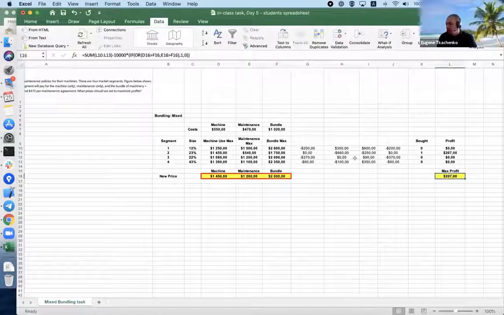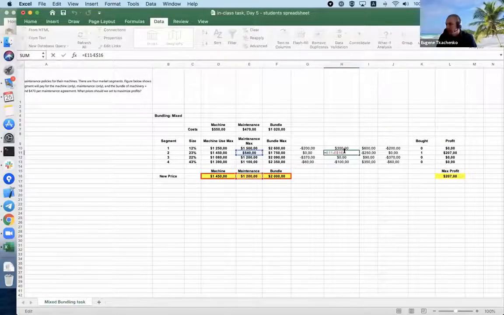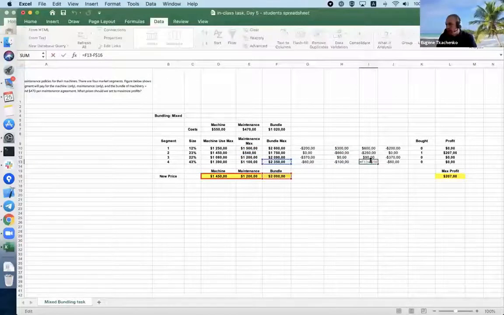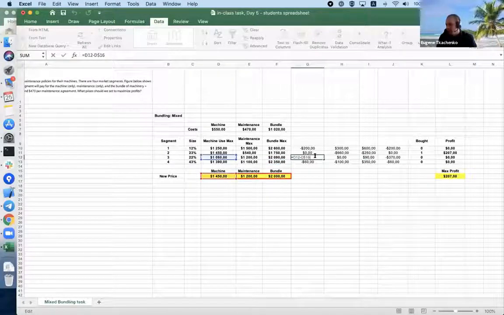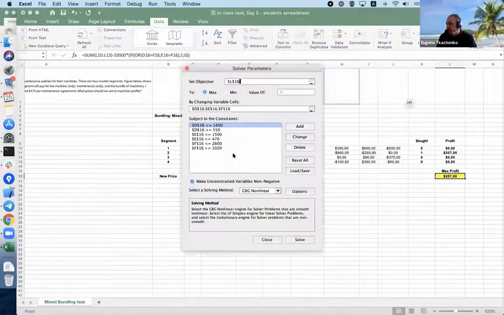So basically columns G, H, and I, just to make sure that everything was changed accordingly. Yep, okay. And for the G column, sweet. So then you see max profit right now is smaller. So then click on Solver. We're going to see the specifications.